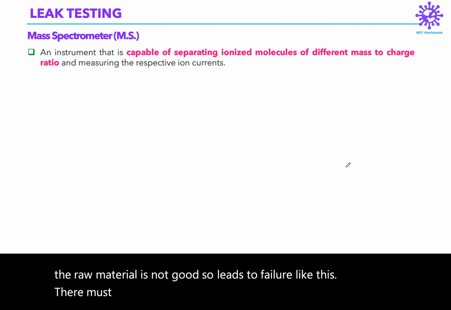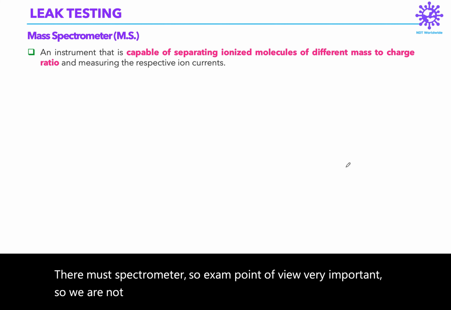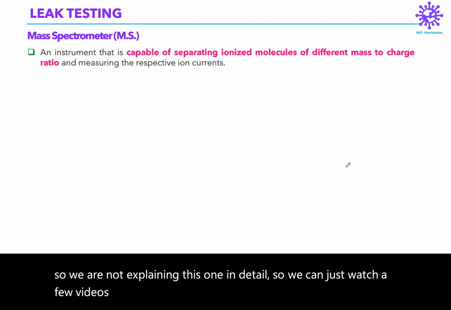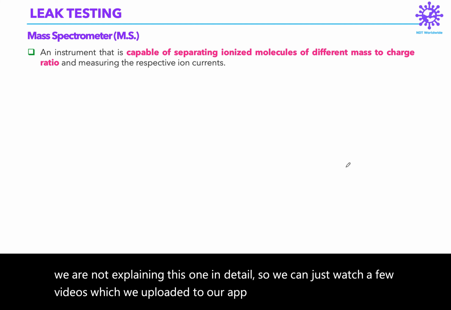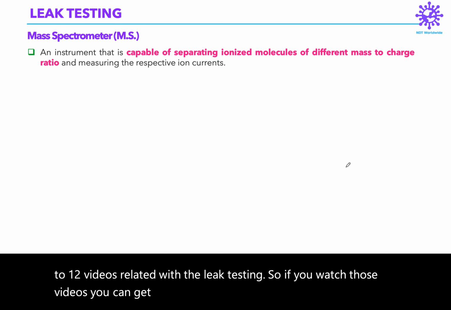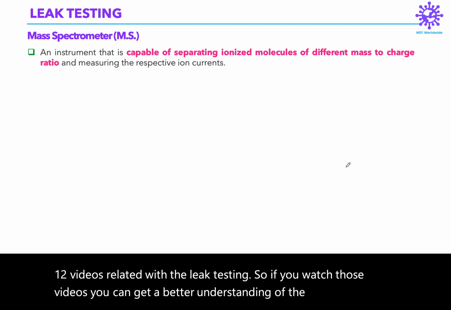Then the helium mass spectrometer, which is very important from the exam point of view. We are not explaining this one in detail, so you can just watch the few videos we uploaded to our app. There were, I think, 10 to 12 videos related to leak testing. If you watch those videos, you can get a better understanding of the helium mass spectrometer working mechanism.